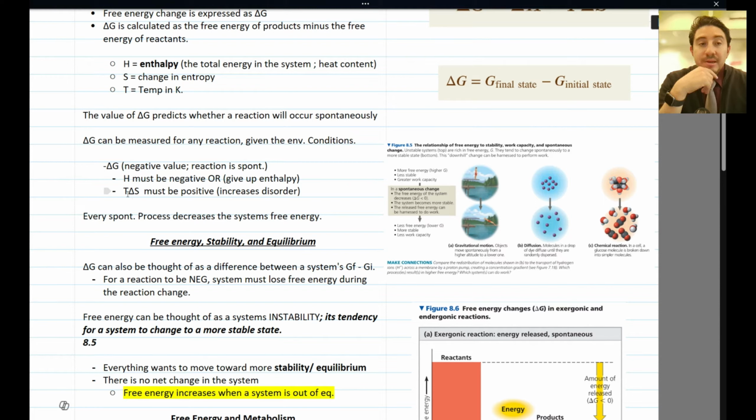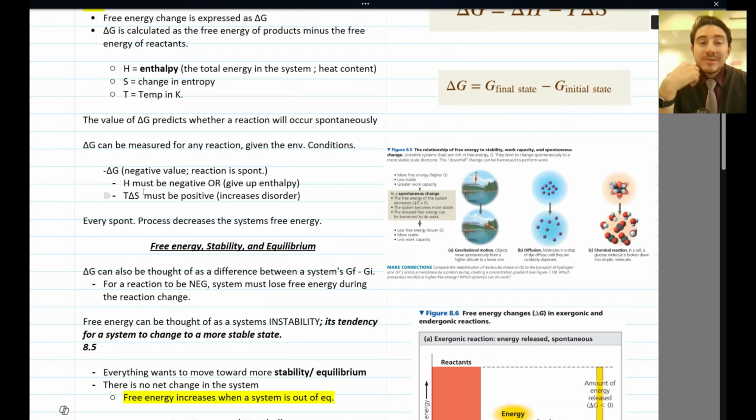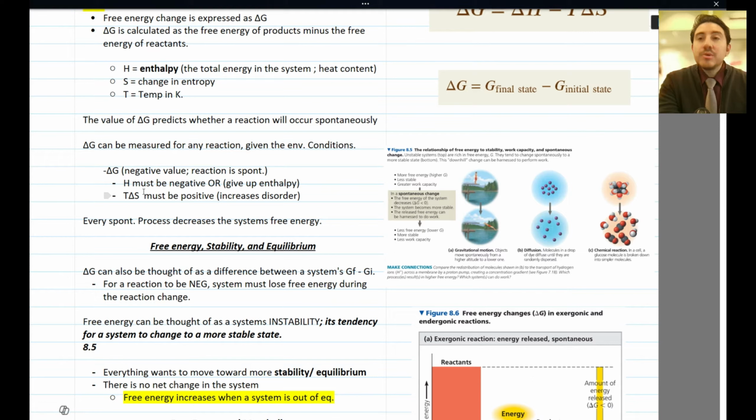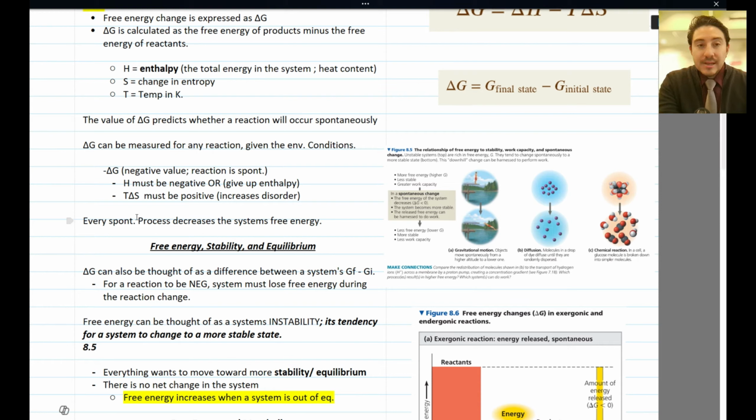So enthalpy, delta H, must be negative. You must give up enthalpy, the total energy in the system, so you must be liberating heat content. And this T delta S must be positive. So there must be an increase in the measure of disorder. You must be increasing disorder. Every spontaneous process decreases the system's free energy, or that usable energy.